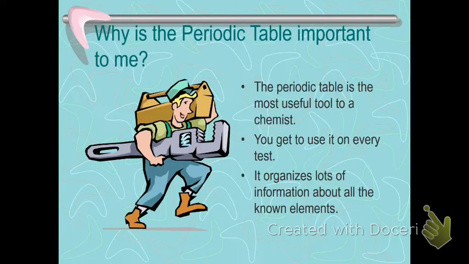So today's lesson is just about the periodic table. The next lesson will be about the trends and how we can kind of predict some of their properties. But what is the importance of the periodic table to us? First of all, you get to use it on every test. It is one of the most useful tools to a chemist or to a high school chemistry student, and it organizes a lot of the information about the known elements.